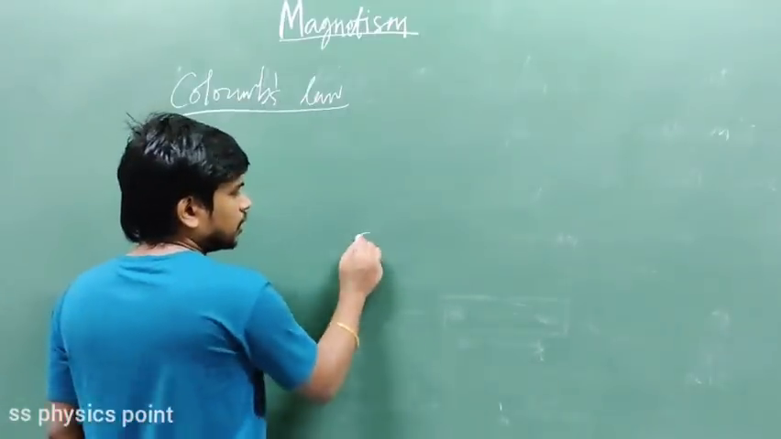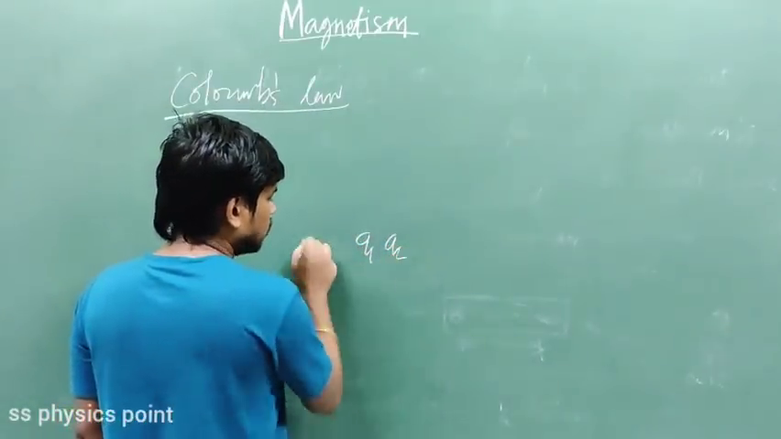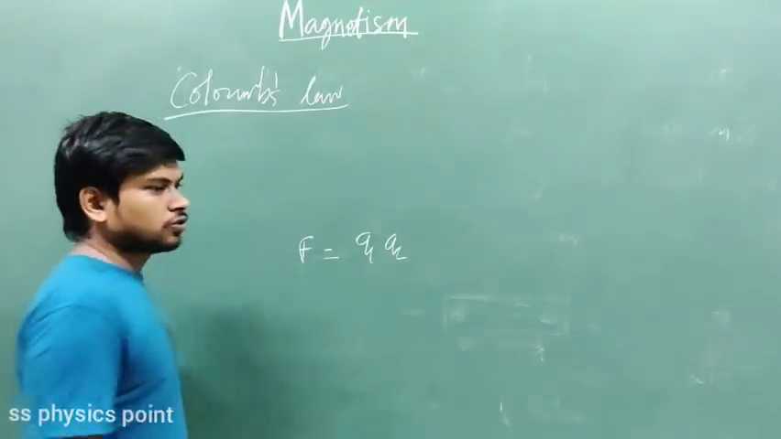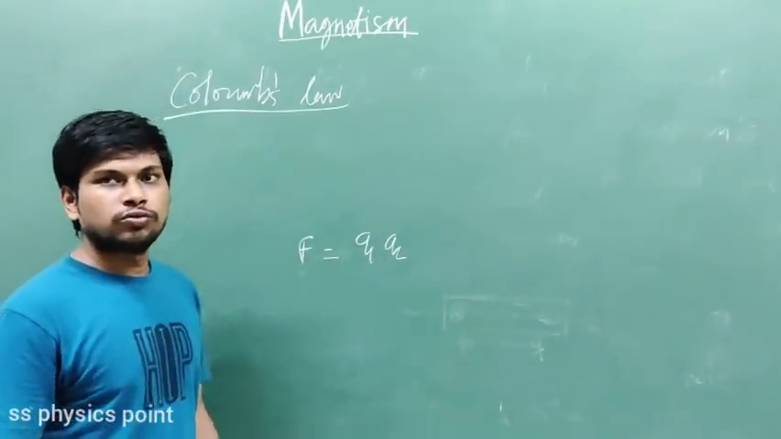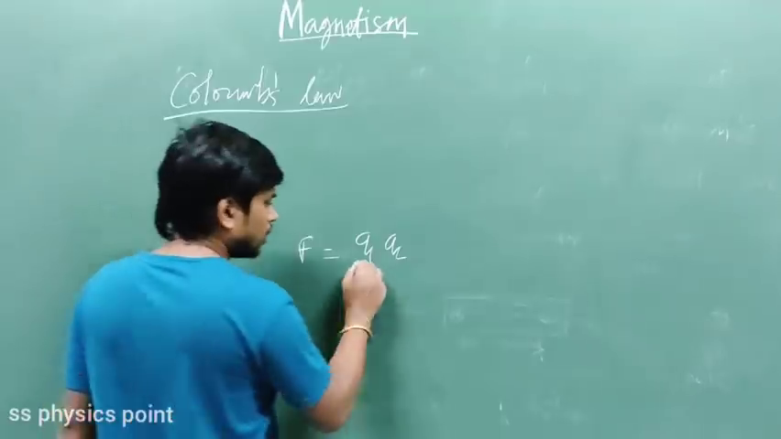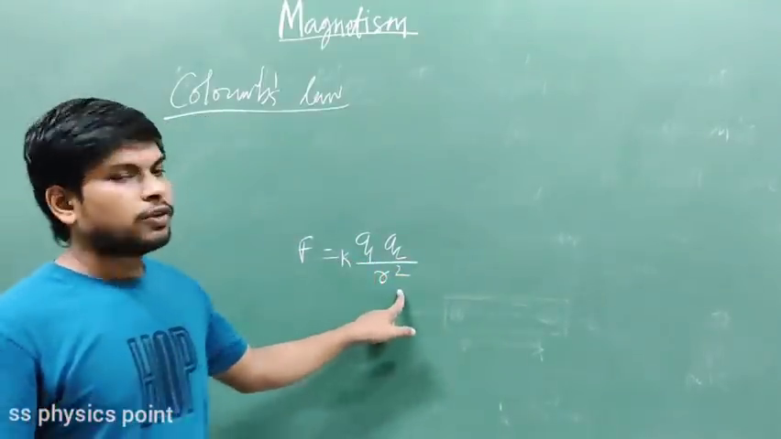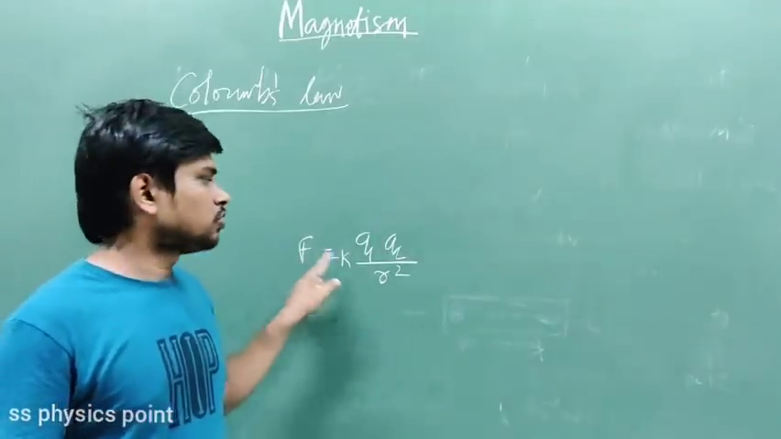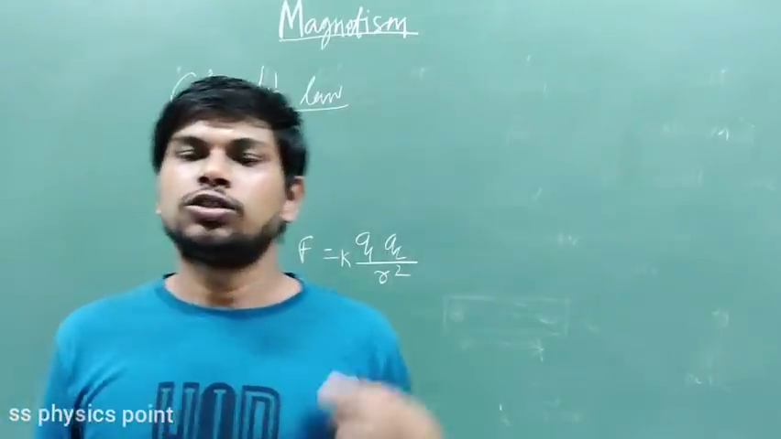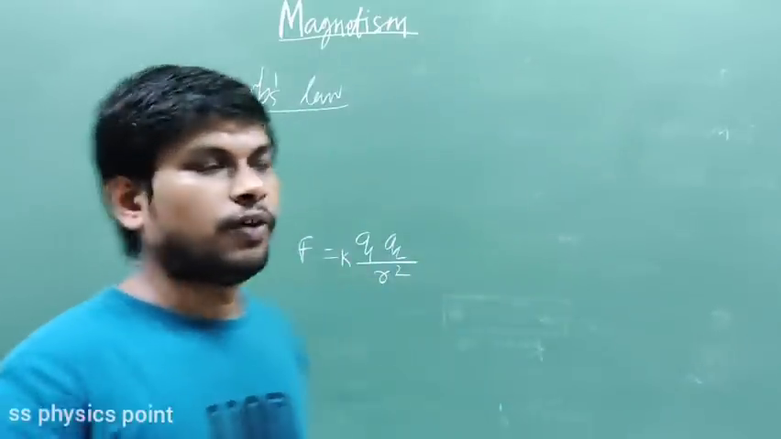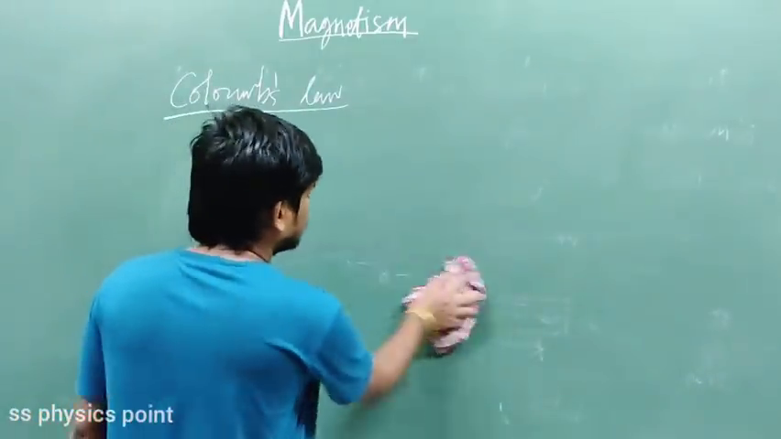What we have studied: if there are two charges Q1 and Q2, then the force between the two charges was proportional to the product of the magnitudes of the two charges and inversely proportional to the square of the distance between them. This was Coulomb's law in electrostatics. The similar thing will be defined here. Just write the Coulomb's law statement.